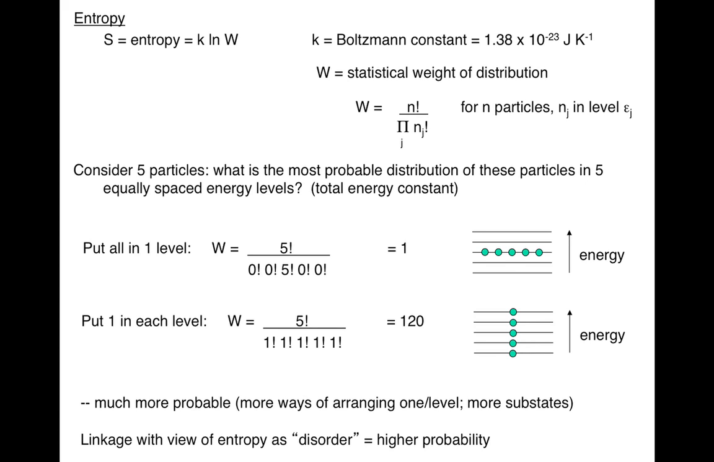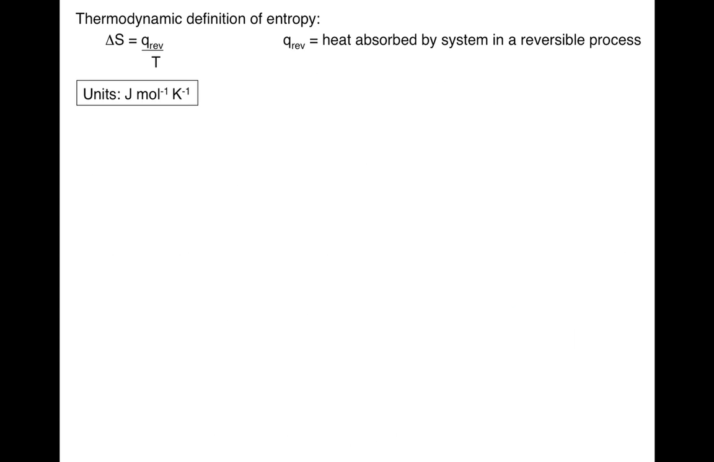But of course, thermodynamically, entropy in a much more abstract way can be thought of in terms of bulk properties, bulk changes in solution. And the thermodynamic definition of entropy looks a little weird, okay? Entropy is denoted S, so the change in entropy for a reaction is going to be the heat absorbed by the system in a reversible process divided by the absolute temperature. And so its units are joules per mole per kelvin, a molar heat divided by temperature.